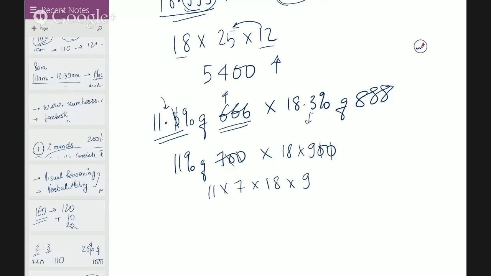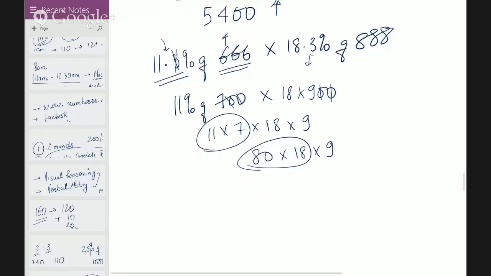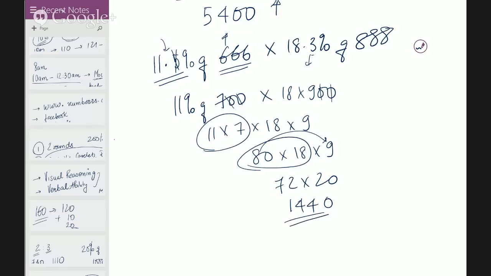Now I have 11 sevens are 77. Make it 80. 80 into 18 into 9. Okay, I can say 18 eights are how much? It's okay if you don't know 18 eights are. You can just calculate 8 nines are and say 72 into 20. I have a 0 obviously. So this becomes 1440. So I have another 0, by the way, 14400. Okay, because obviously you have 11, 7, 18 and 9.